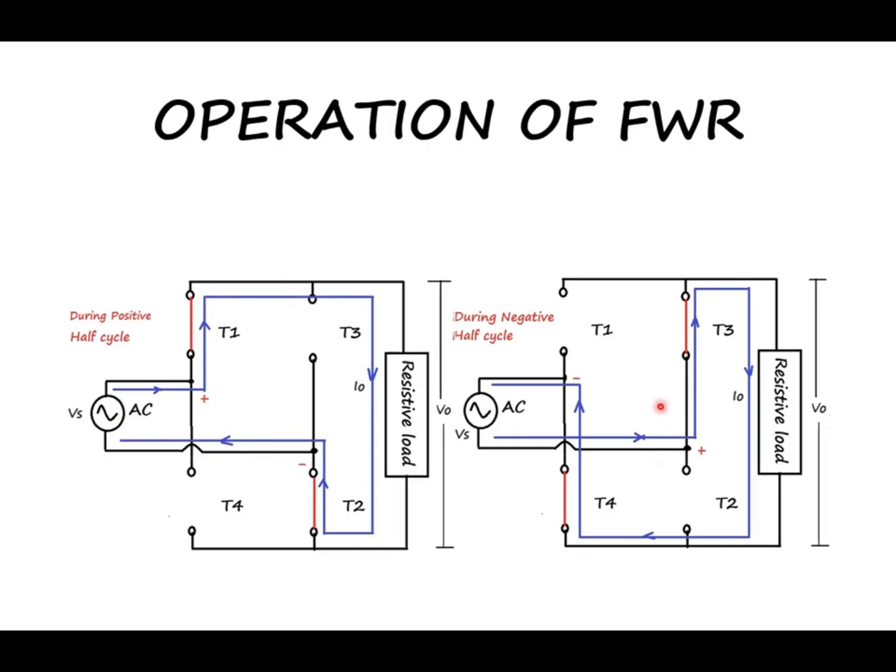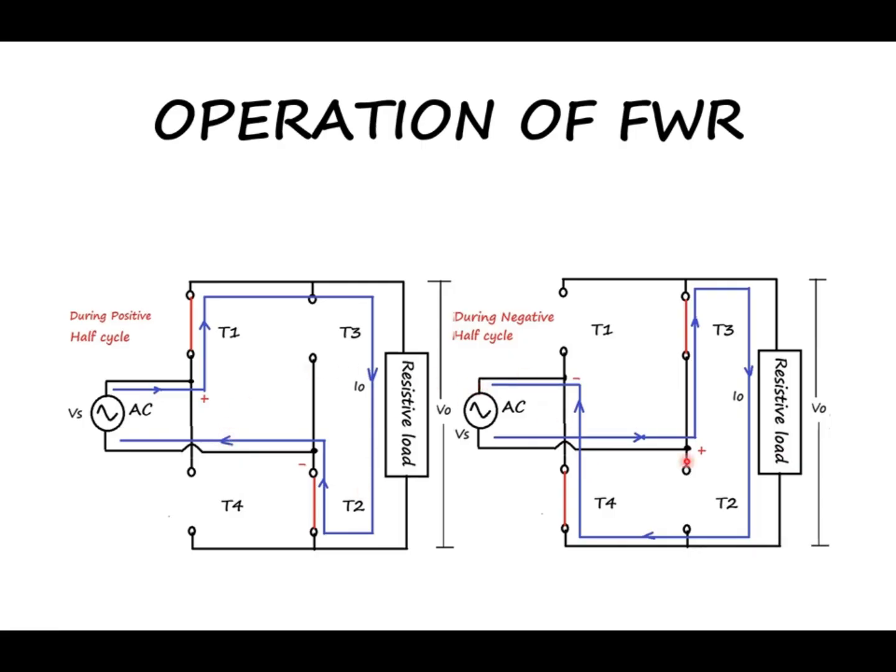During negative half cycle, this junction becomes negative, this junction becomes positive, as already mentioned. Because T3 and T4 are forward biased, if at this time the gate pulse is given for T3 and T4, the current flow will be from the supply through the point plus, through T3, through the resistive load, through T4, back to the supply. The current always flows from plus to minus.